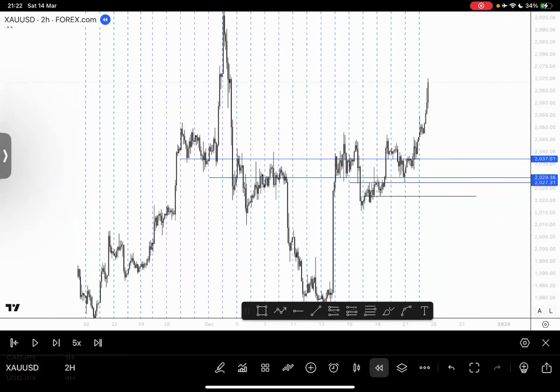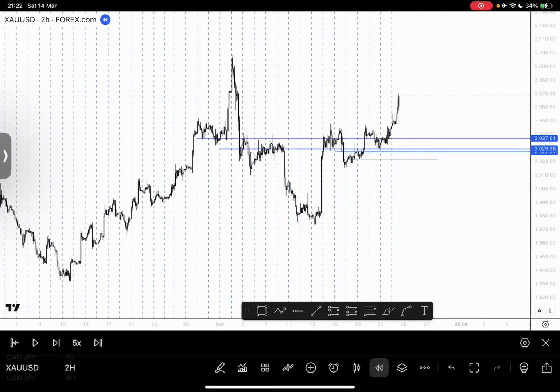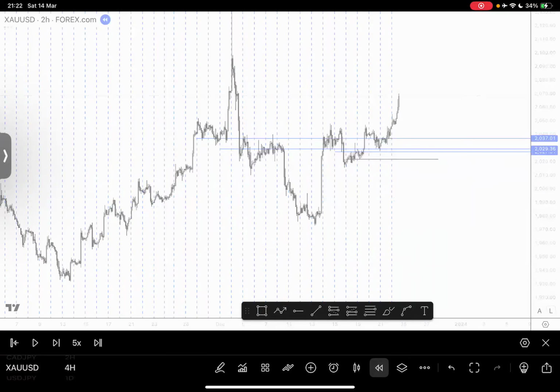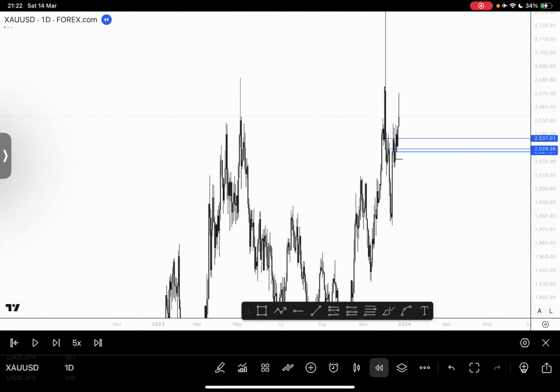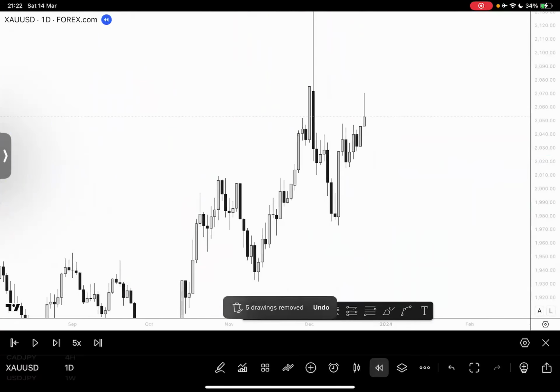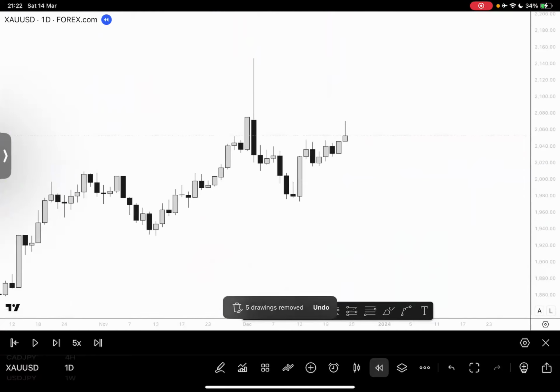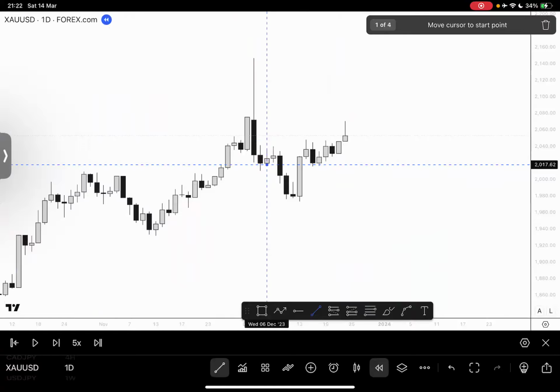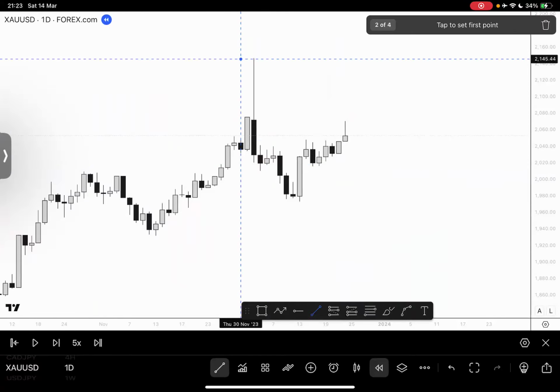And market price is going. You can see market does not even come back to that zone. So let's go to the daily time frame. On the daily time frame now, we have this. So this is still our target. Let me draw it out. So this is still our target. Don't forget.